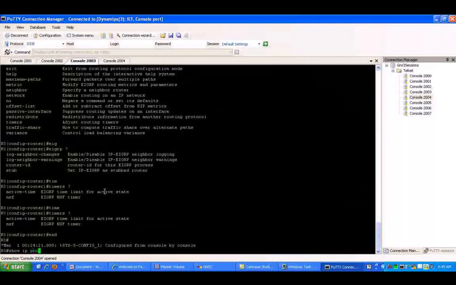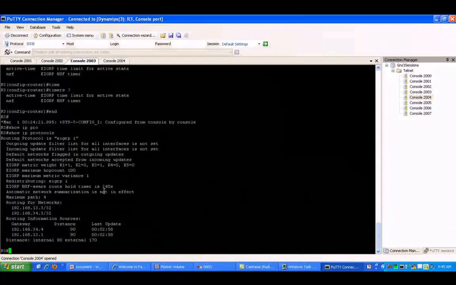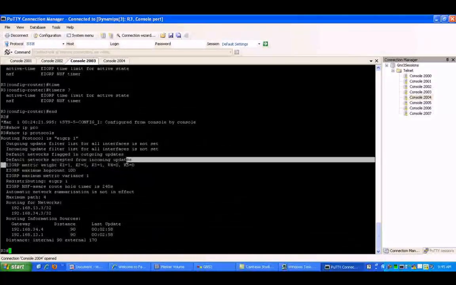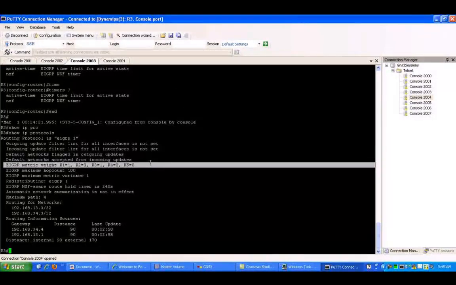So what we're going to do next is on router 3, if we do a show IP protocols, the EIGRP metrics are these 5K values, which are K1, K2, K3, K4, and K5. This is the way that EIGRP finds the best path around the network, by using these 5K values. EIGRP is a Cisco proprietary protocol, which means it can only be run on Cisco routers, which kind of limits EIGRP in its scalability.